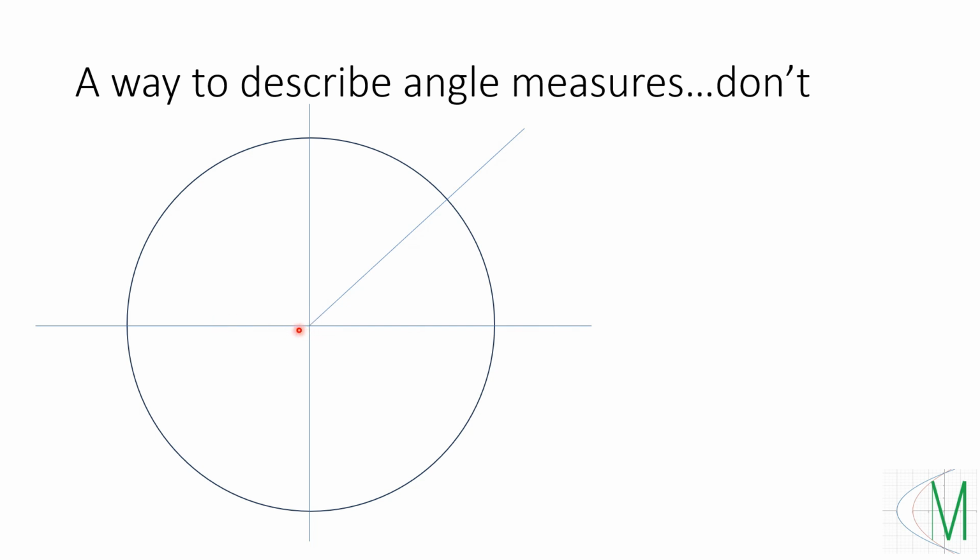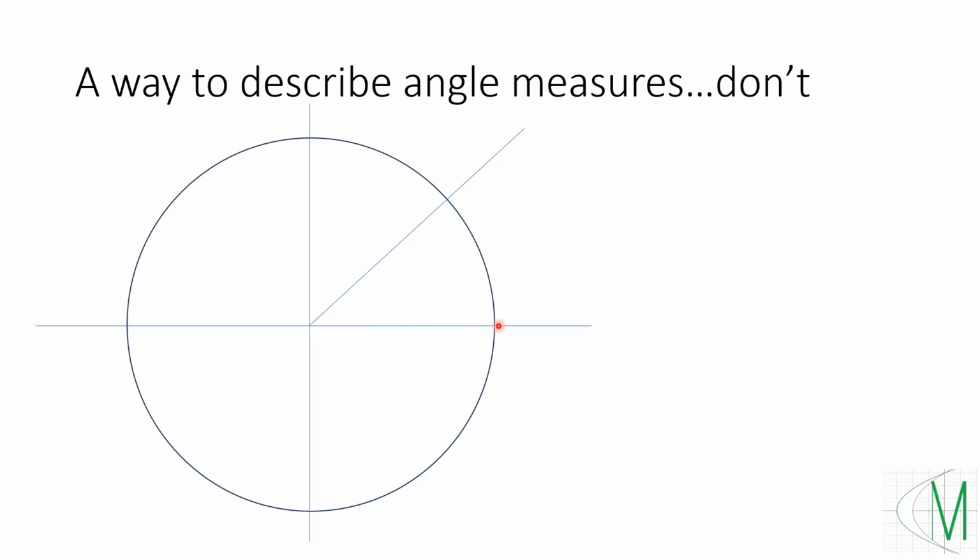Now the nice thing about this is it's going to be called a unit circle. What that means is it's a circle where the radius, the distance from the center to the side, is 1 unit. So that's why it's called a unit circle. It's 1 unit from the center to the side.